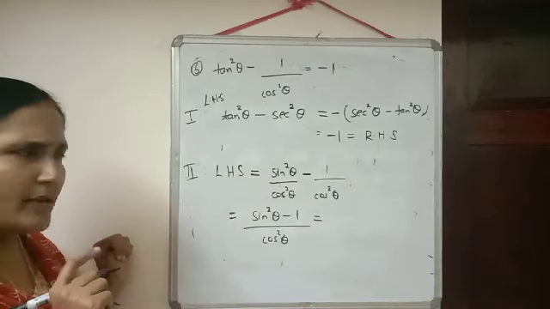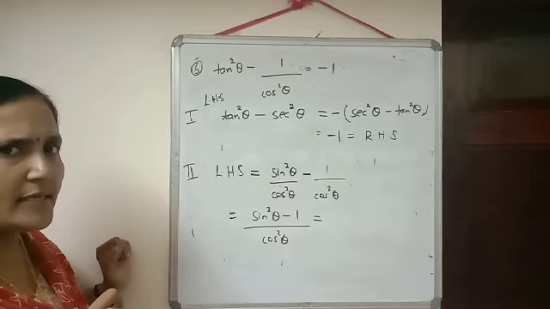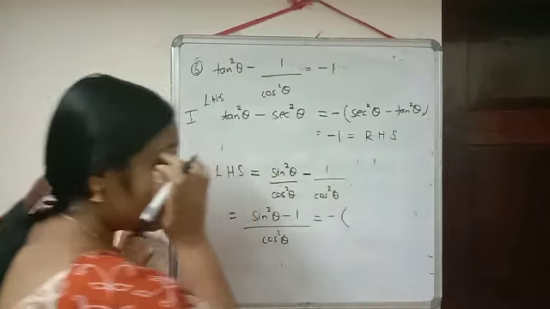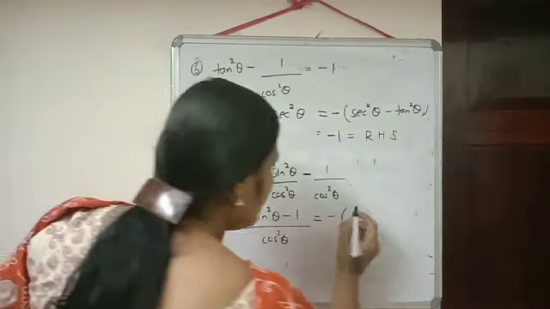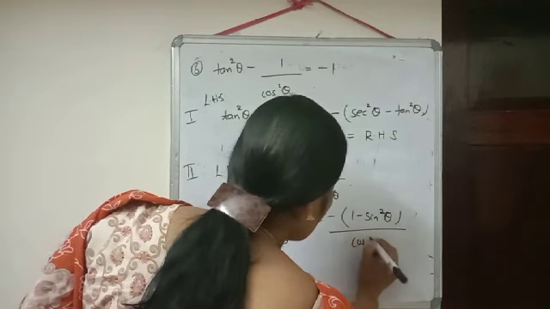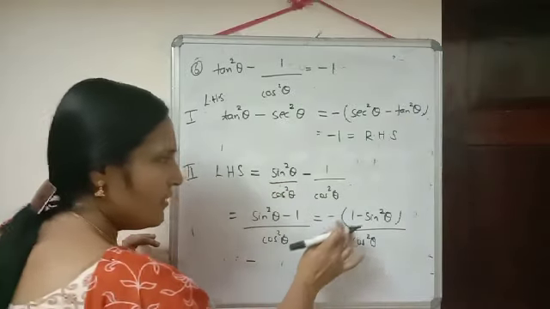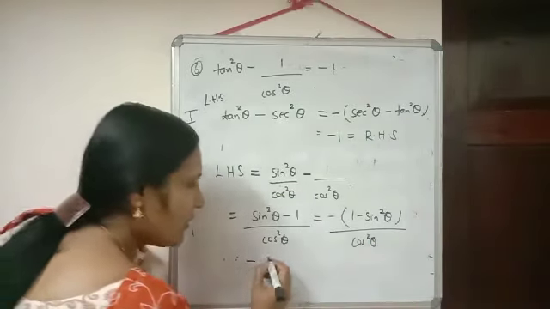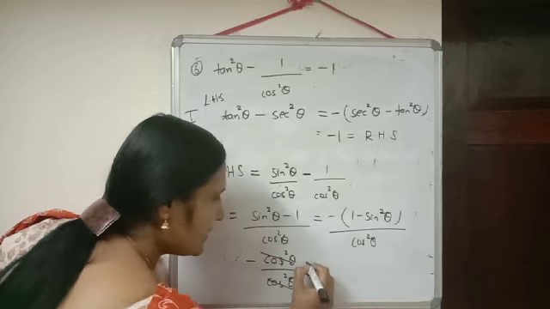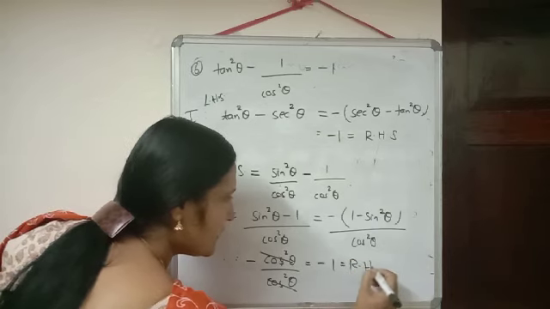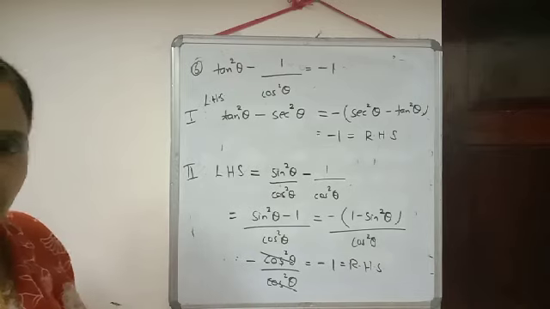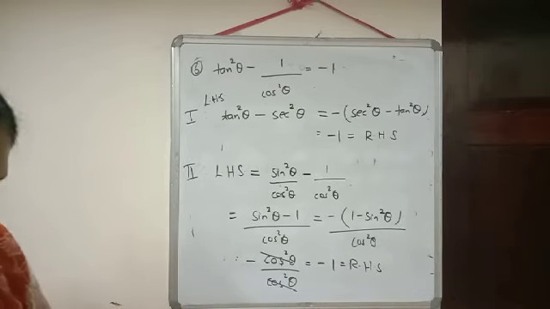Again, according to the formula, 1 minus sine square theta is equal to cos square theta. So from here we have to take a negative sign outside. Then here it will come minus of 1 minus sine square theta by cos square theta. 1 minus sine square theta is cos square theta. So we'll get here minus cos square theta by cos square theta, which is equal to minus 1, which is equal to the right hand side. So any method you can use to solve the question. Now write down the next question.